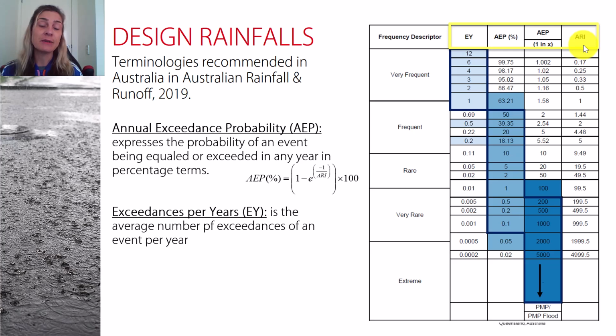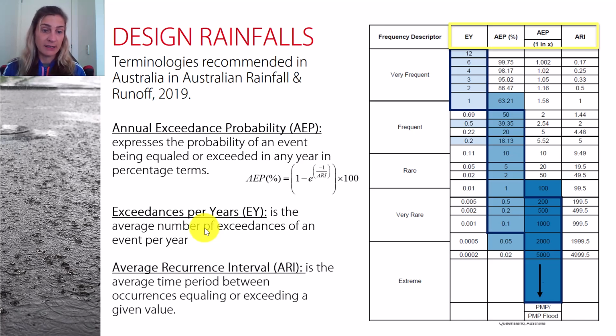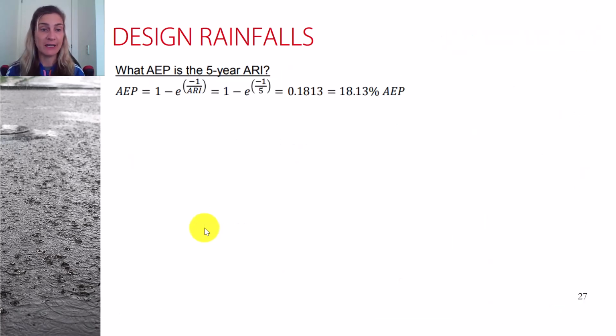Another terminology, which is used for very frequent rainfall events, is exceedance per year, or EY, which is the average number of exceedances of an event per year. So apologize for this typo here. And as I said, there's also the average recurrence interval, which is the average time period between occurrences of an event. And this is how we relate the AEP and the ARI.